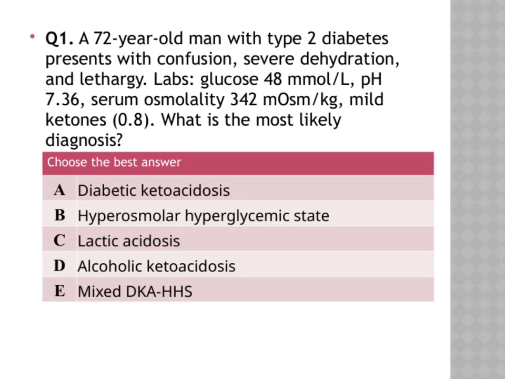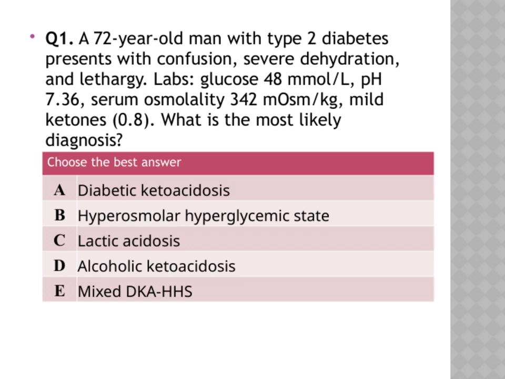We have a 72-year-old man with type 2 diabetes who's presenting with confusion, severe dehydration, and lethargy. His lab results show a very high blood glucose level of 48 millimoles per liter, which is quite significant. Interestingly, his blood pH is 7.36, which is near normal, and his serum osmolality is elevated at 342 milliosmoles per kilogram. Additionally, there's a mild presence of ketones at 0.8. Now, these findings point us toward a specific diagnosis.